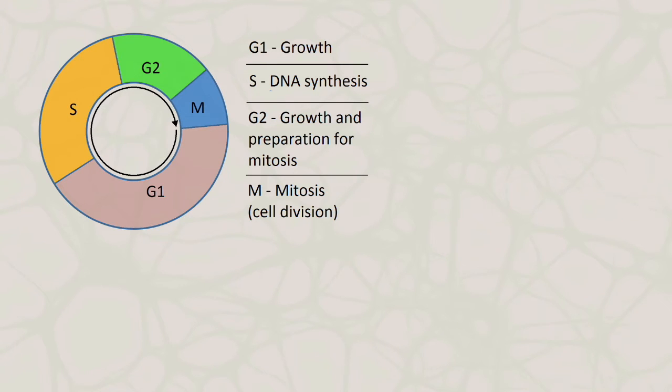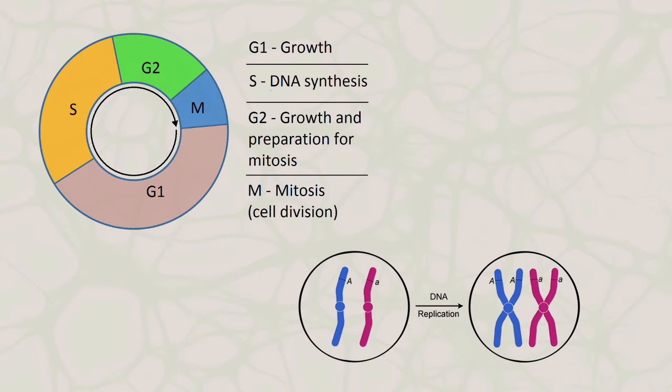The last thing we will talk about is the cell cycle. Recall that the S phase is where DNA synthesis occurs. So after mitosis and during the G1 phase, the chromosome is not double-stranded until the S phase, where it replicates.